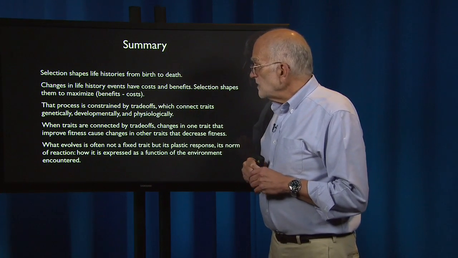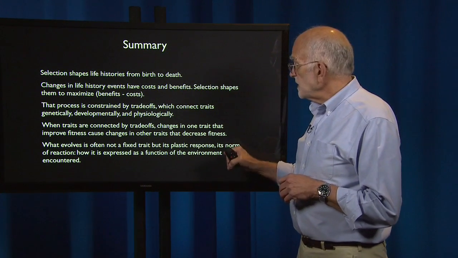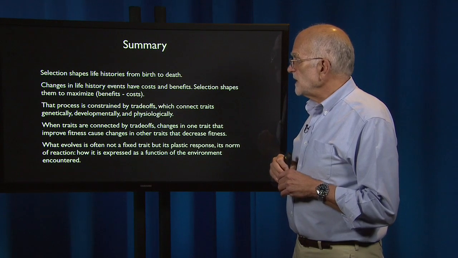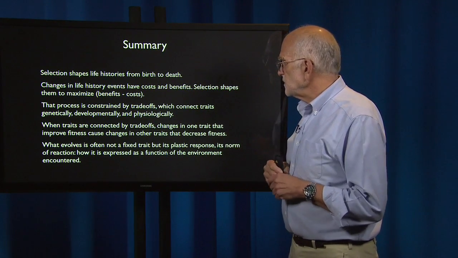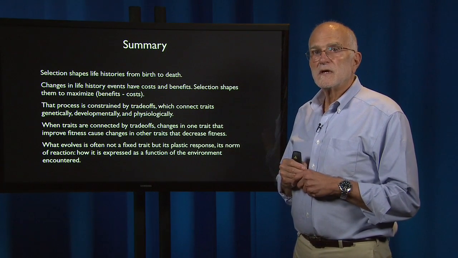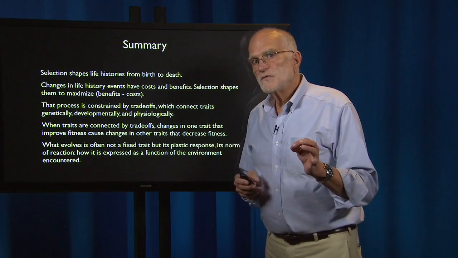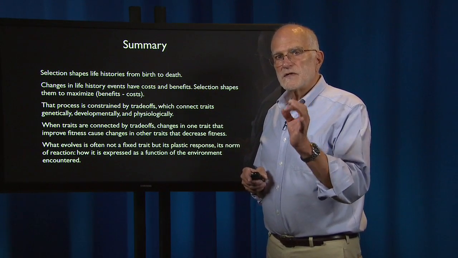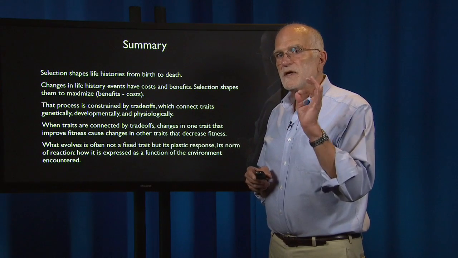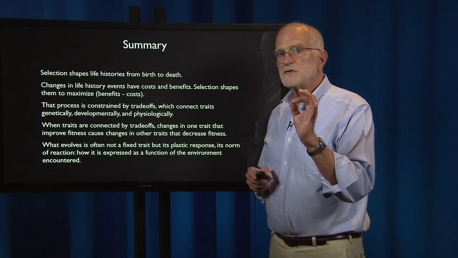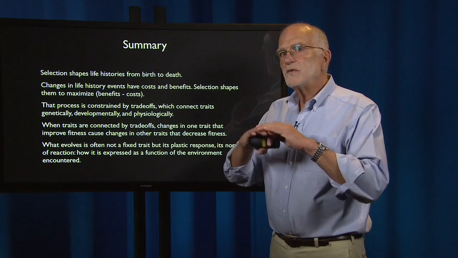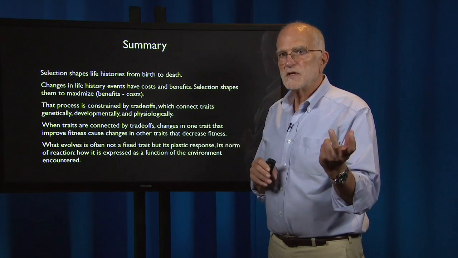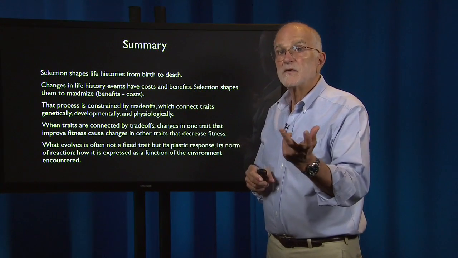What evolves is often not a fixed trait, but its plastic response, its norm of reaction. How it is expressed is a function of the environment encountered. So the take-home from this lecture is a patient is not a fixed object developmentally. A patient is a point on a reaction norm that describes all the different possibilities that that genotype had in interacting with various environments.